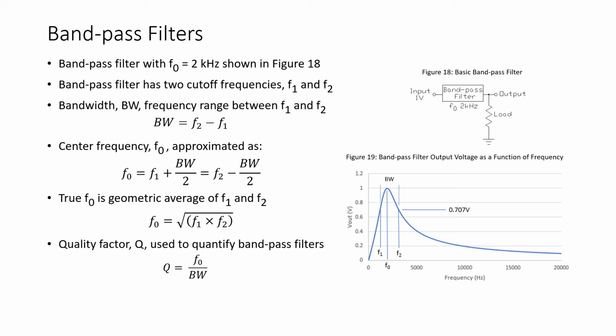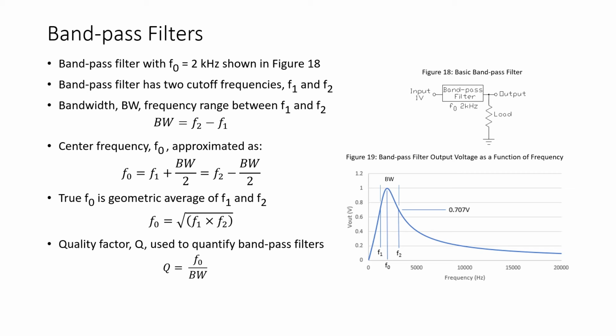Now because there's 2 cutoff frequencies and we refer to them as F1 and F2, I have seen some texts refer to these as FC1 and FC2, and I've even seen texts refer to these as FL and FU for F lower and F upper. But when discussing these bandpass filters, we use the term bandwidth to describe the range of frequencies between F1 and F2.